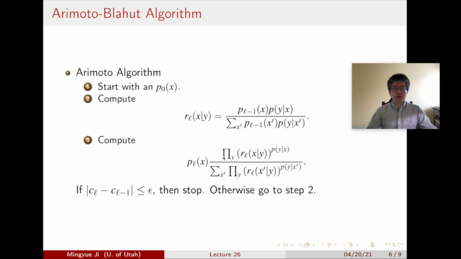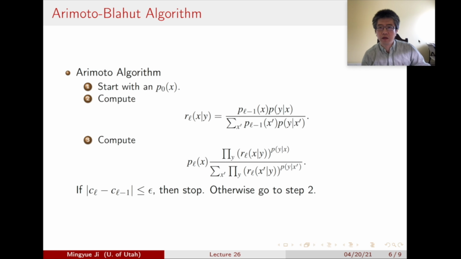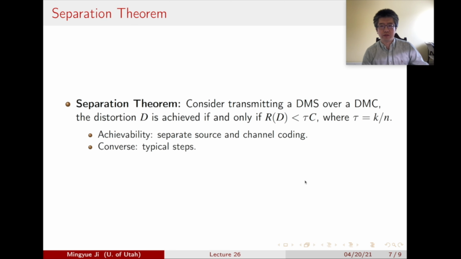And the Arimoto algorithm is to compute the channel capacity, right? The idea is identical. By fixing P_x, we compute R, and then by fixing R, we compute P_x. Here, there's an equal sign here, I forgot, I guess. Okay, so this is the Arimoto algorithm. Very good. And then we talk about the separation theorem.